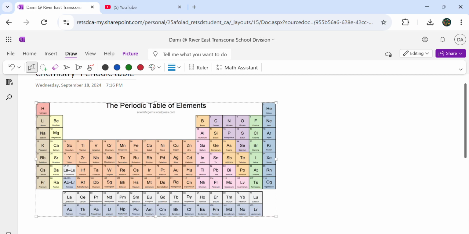Today we are actually going to look at something different: chemistry. We are going to look at the periodic table of elements, because that's the most amazing part of chemistry. It's so good, so amazing.